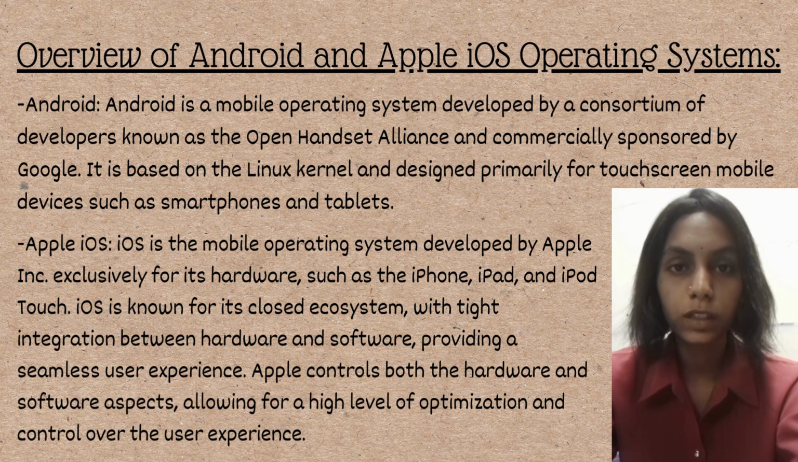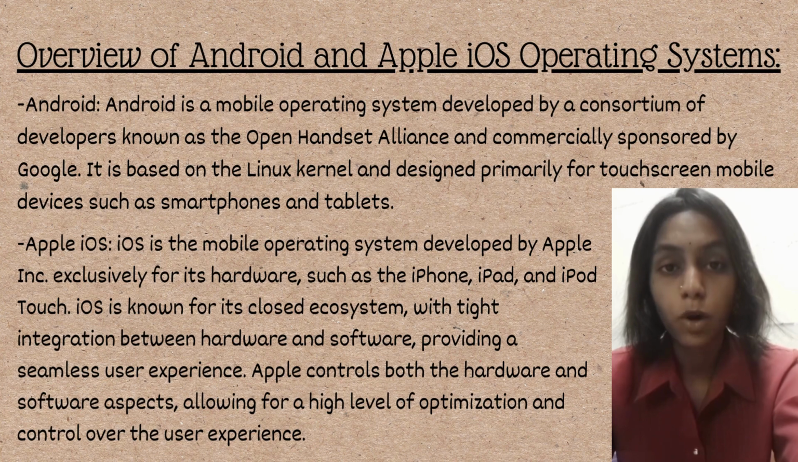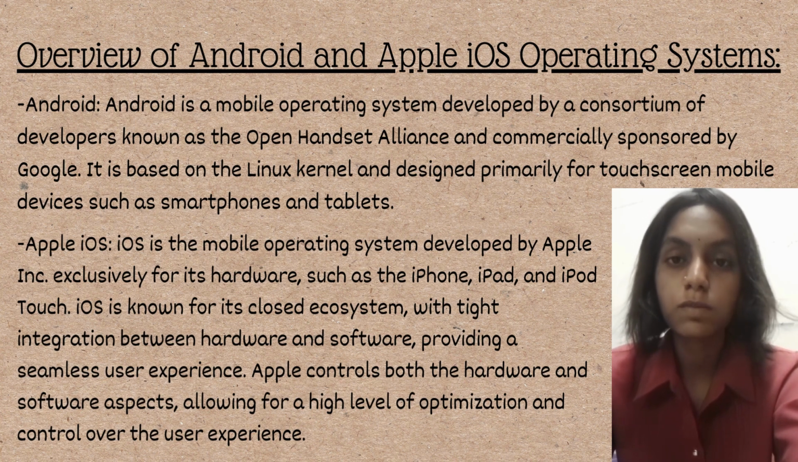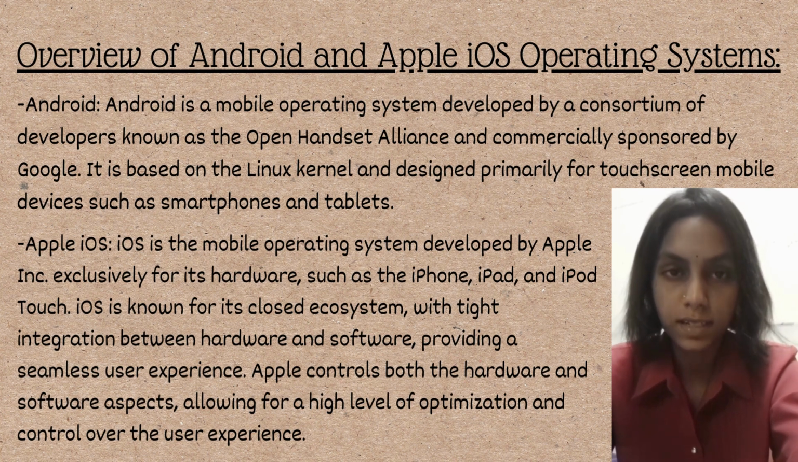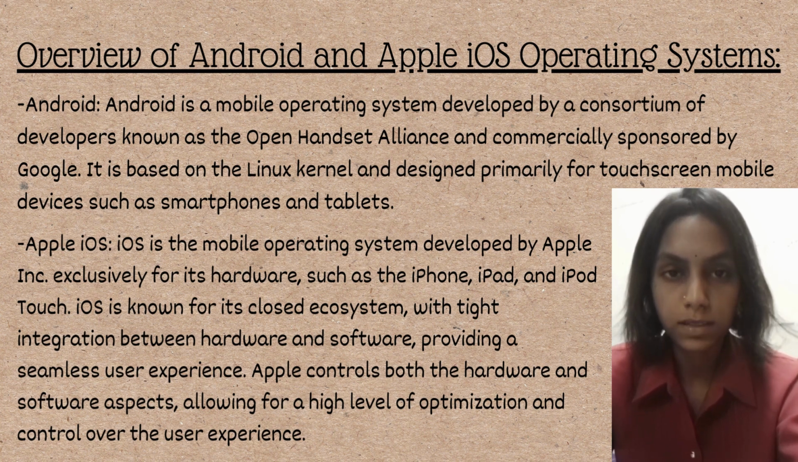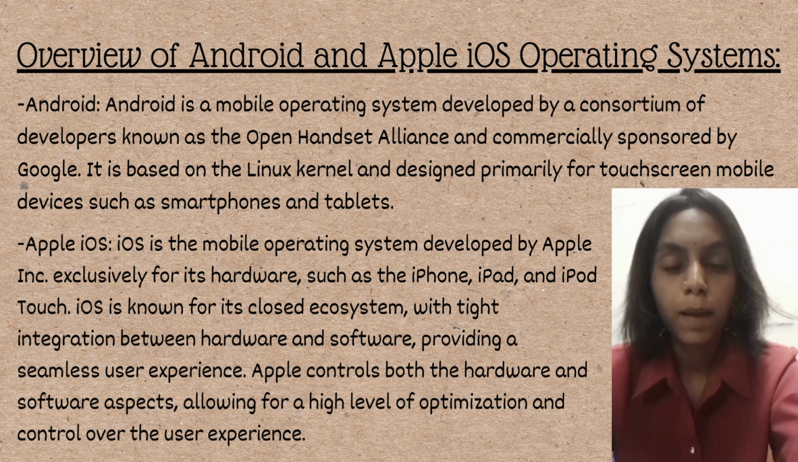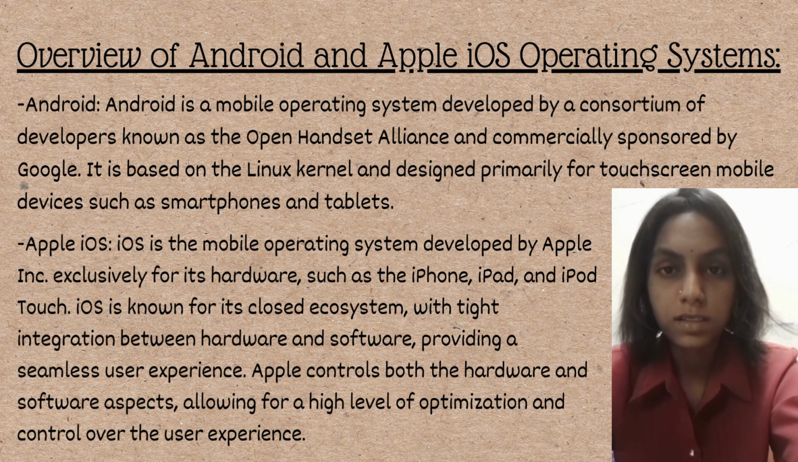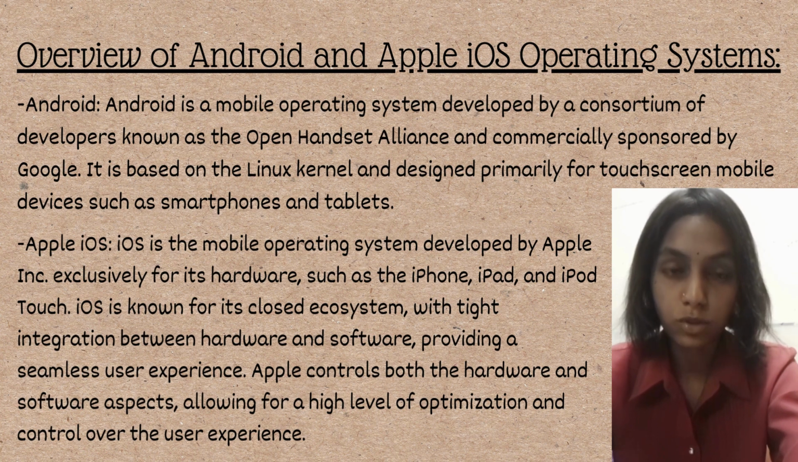So today we are going to explain about Android and Apple iOS operating systems. Android is a mobile device operating system developed by a consortium of developers known as the Open Handset Alliance and commercially sponsored by Google. It is based on the Linux kernel and designed primarily for touchscreen mobile devices such as smartphones and tablets. Next, Apple iOS is the mobile operating system developed by Apple exclusively for its hardware such as the iPhone, iPad and iPod Touch.